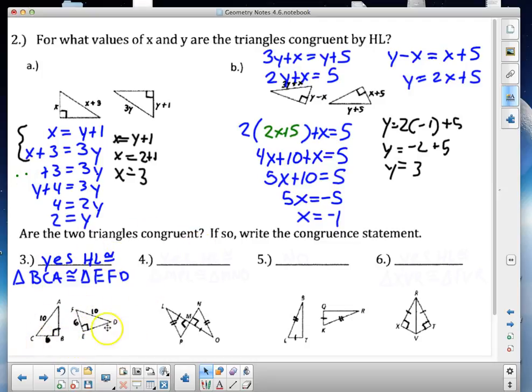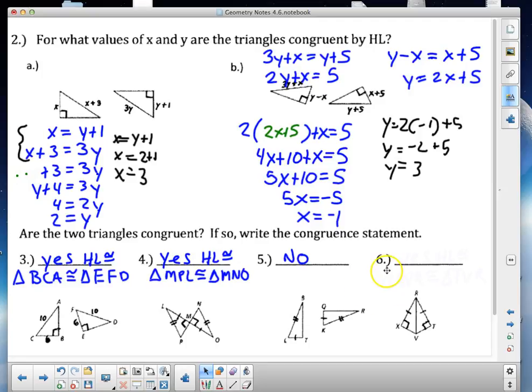And now this next one, I've got markings, and I've got a bow tie look, and I've got the hypotenuse opposite the right angle here and here, and I've got my two legs. And this is going to be yes by HL as well. And I go ahead and do my triangle congruence statement. And you go ahead and try 5. Look at 5 for a second. It looks like, hey, I've got a hypotenuse and a leg, but are they right triangles? Do I have a right angle at Q and T? Since I don't, it's no congruence at all.